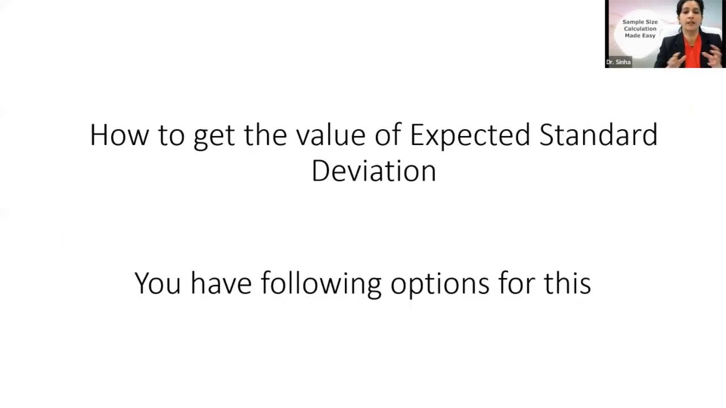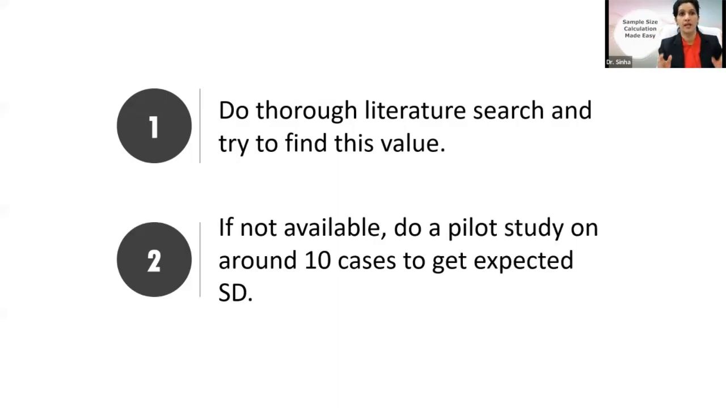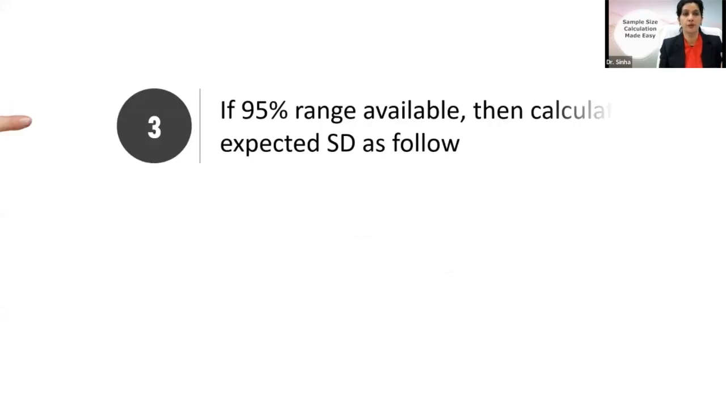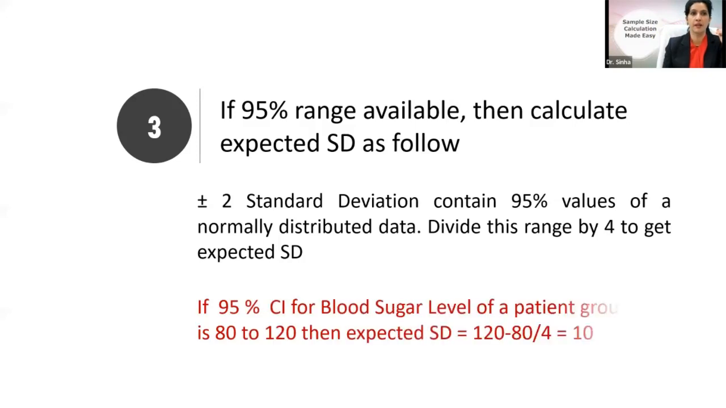And then, how to get the value of expected standard deviation. Many times you will have this expected standard deviation in your literature while you are doing the literature review. But if you cannot find it, the first thing is to do a thorough literature search. If you don't find it, then do a pilot study of around 10 cases to get that expected SD. Even if you cannot find it, then if the 95% range is available, you can calculate it, because plus minus 2 standard deviation contains the 95% values. So if you divide this difference by 4, you get the expected standard deviation.